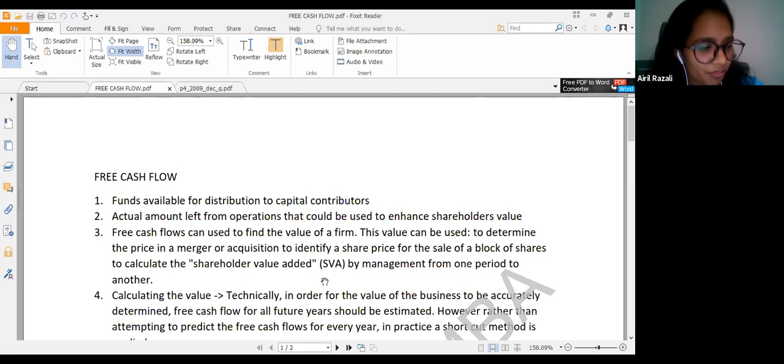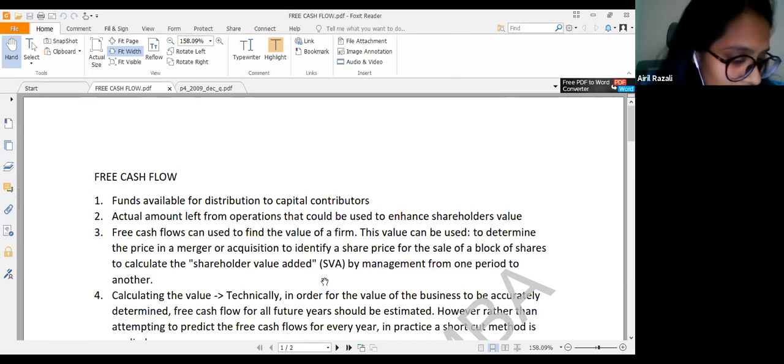So when you're calculating free cash flow, what you are calculating is how much of the cash flow of the company is available or distributable to the capital contributors of your company. So when I say capital contributors, oops, okay, wait, you need to give me a moment.